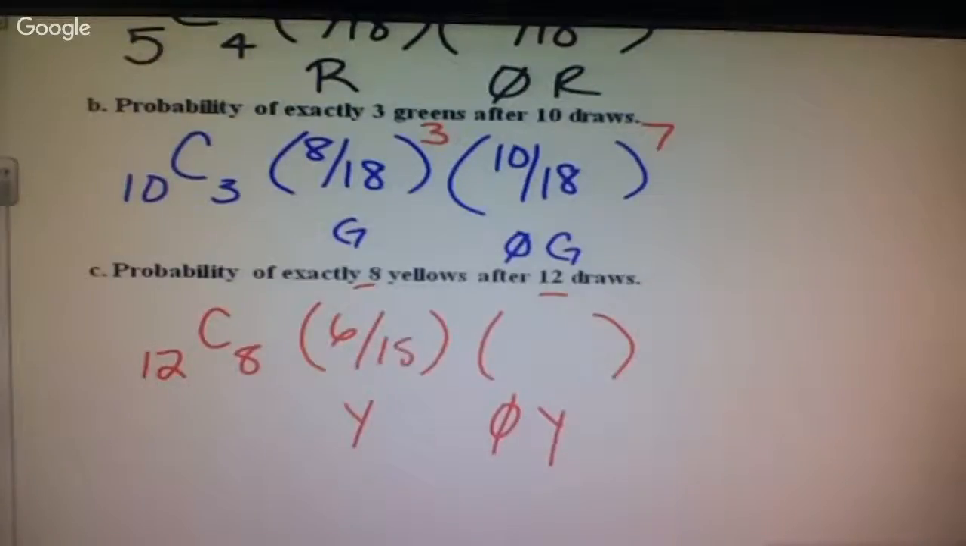6 out of 18, which means this side has to be 12 out of 18. I want 8 of them to be yellow, so how many need to not be? 4. I will leave this up. Try 7, 8, and 9 on your own, and we'll go over it. And then all we have to talk about are odds, and we're finished.